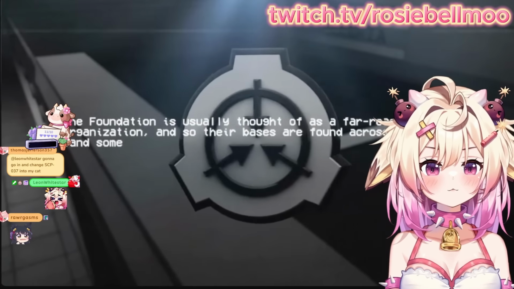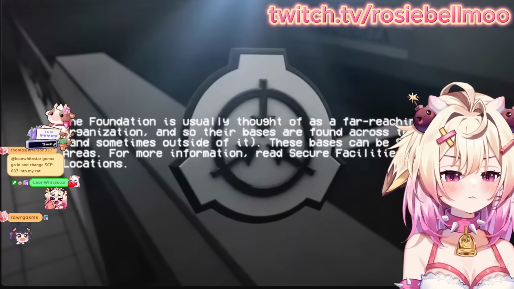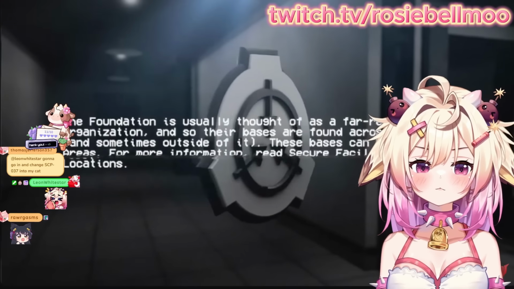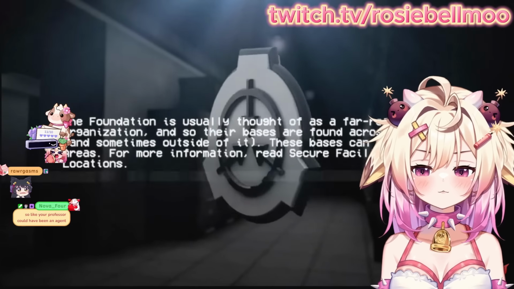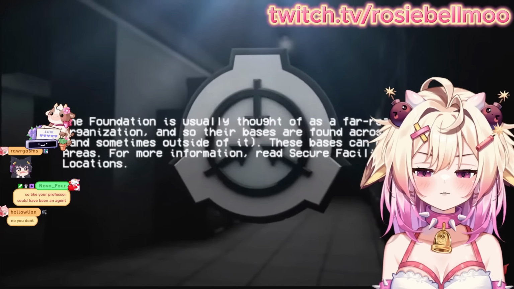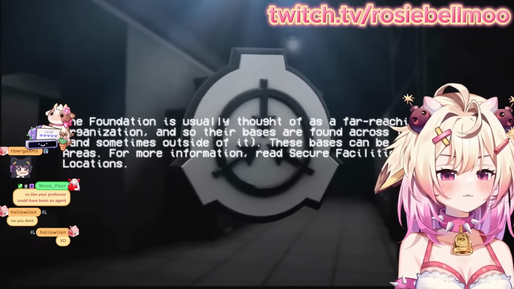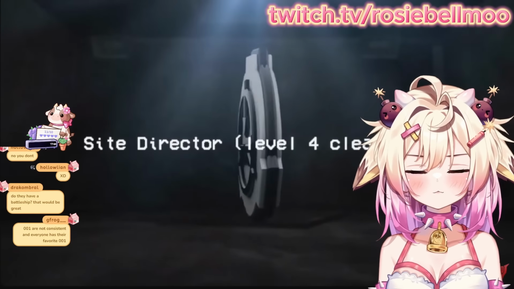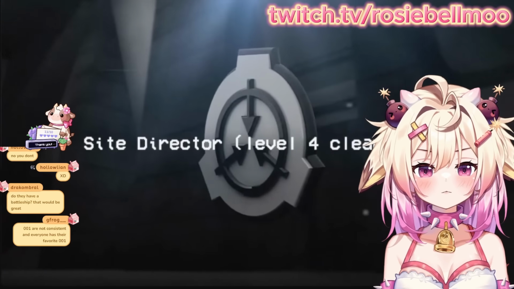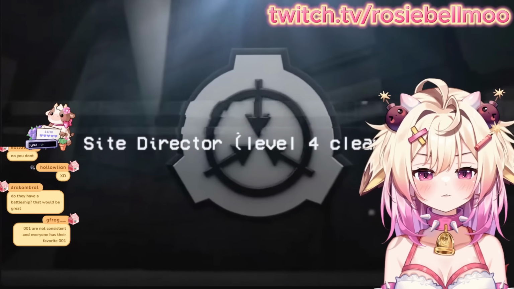The Foundation is usually thought of as a far-reaching organization, and so their bases are found across the globe, and sometimes outside of it. These bases can be sites or areas. For more information, read Secure Facilities Locations. The leaders of individual areas or sites are high-ranking Level 4 researchers known as Site Directors.